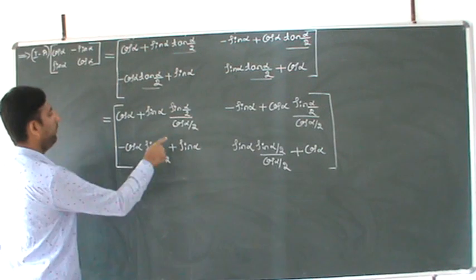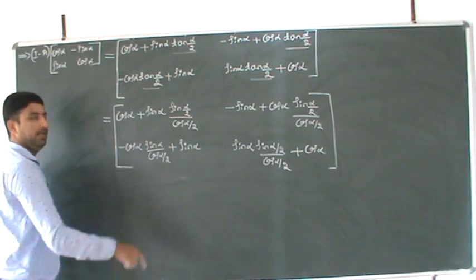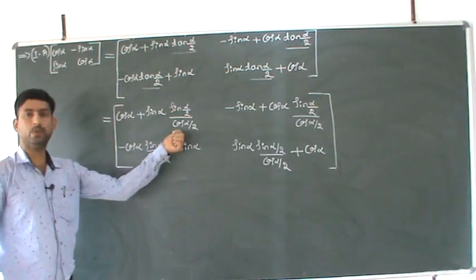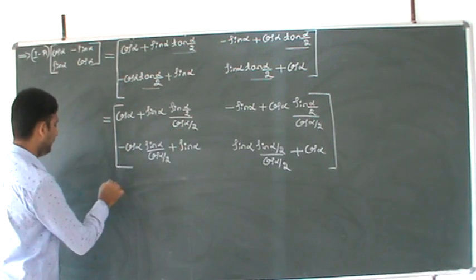After that, which is nothing but cos alpha by 2, you should take it as LCM. Then what happens?